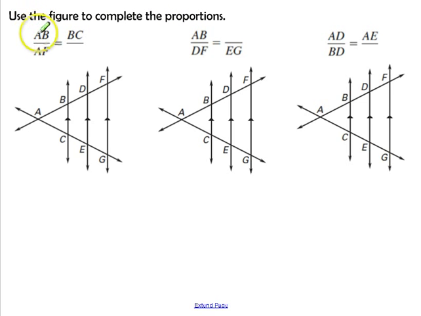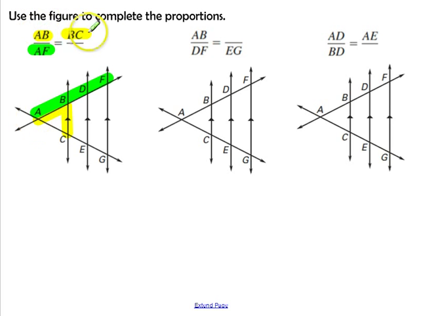So let's find the corresponding sides. We have segment AB over segment AF, and then corresponding with AB is BC. So I want you to see this carefully.